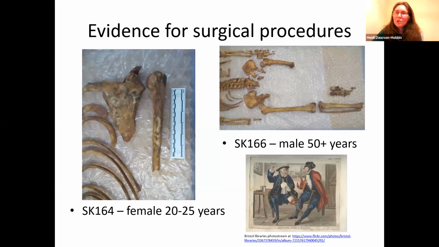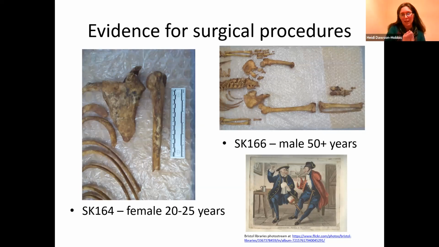And then just to mention some surgical procedures, which are also really interesting from this collection. So here we have some evidence for a couple of amputations. If we look at the image on the left-hand side, we're looking at this area here. So we're looking at the shoulder joint and the humerus, this upper arm bone, that has been cut through. Hopefully you can see there's a really nice clean cut coming through that bone.